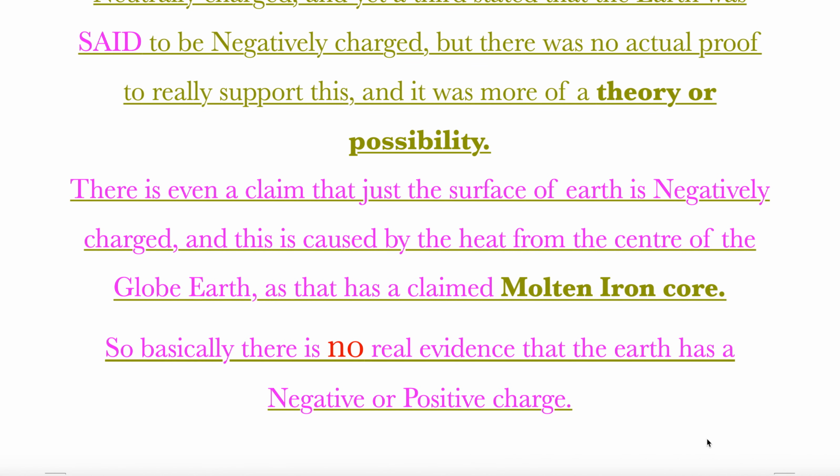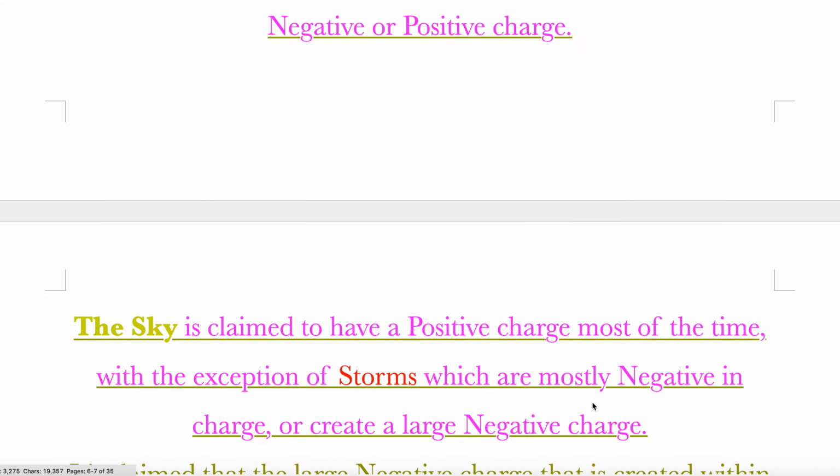There is even a claim that just the surface of Earth is negatively charged, and this is caused by the heat from the centre of the globe Earth, as that has a claimed molten iron core. So basically there is no real evidence that the Earth has a negative or positive charge.